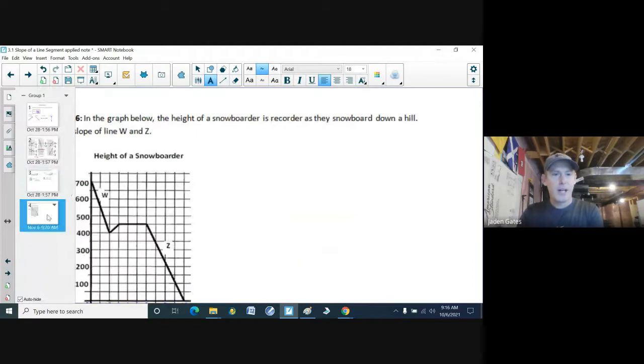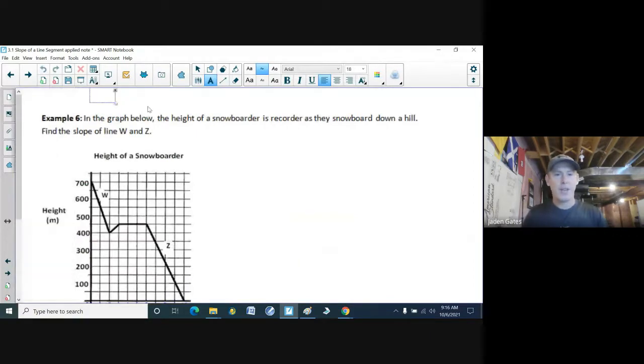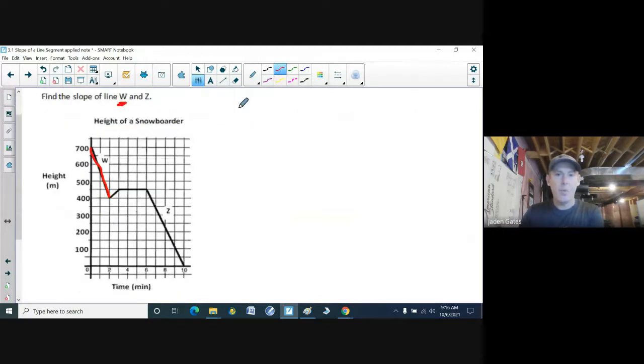All right, in the graph below, the height of the snowboarder is recorded as they snowboard down a hill. Not looking forward to this season. Find the slope of line W and Z. All right, so we'll start off with W here, which is my red line there. All right, so I want to, again, find the slope of W.